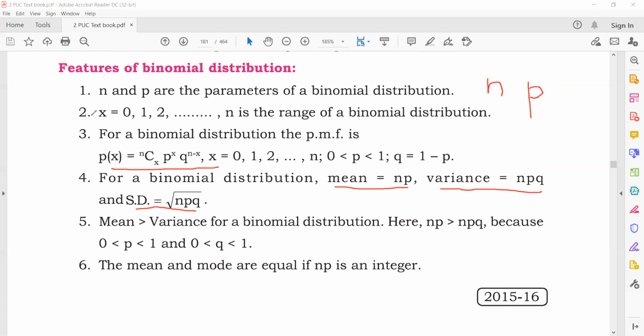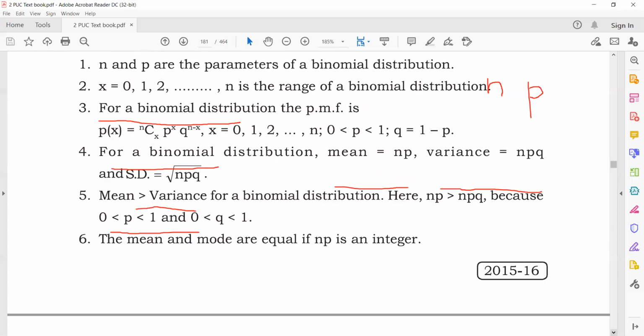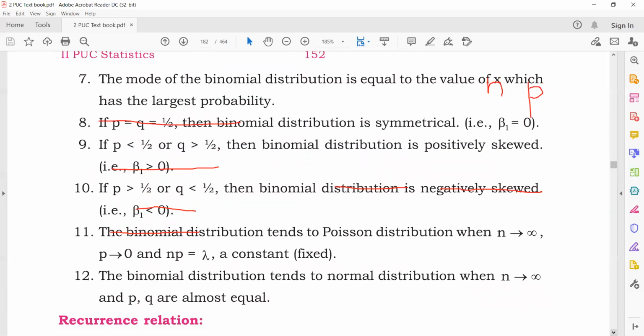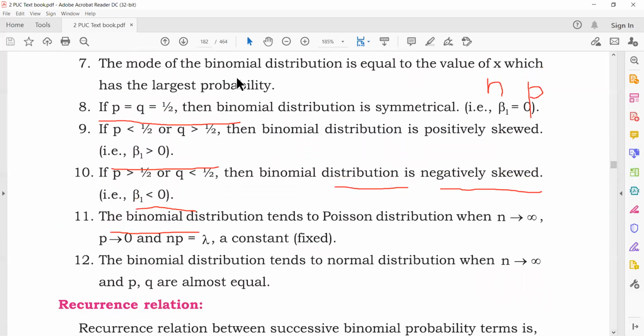Once you know the value of n, you can say what the possible values of x are, and then you can just remember these two. For a binomial and Bernoulli distribution, mean is always greater than variance. So 5 to 6 properties are sufficient for you to memorize. And this is one important property that will be asked. So property number 11.